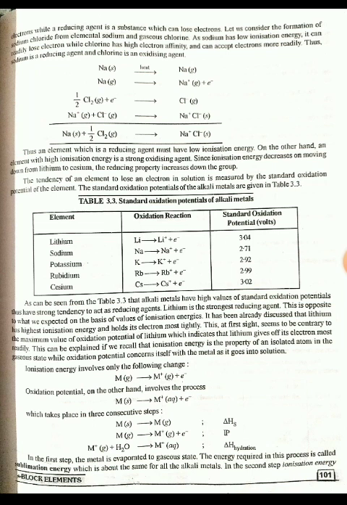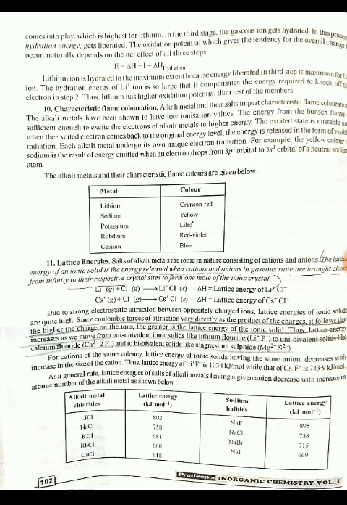In the first step, the metal is evaporated to gaseous state. The energy required in this process is called sublimation energy, delta H S, which is about the same for all the alkali metals. In the second step, ionization energy comes into play, which is highest for lithium. In the third step, the gaseous ion gets hydrated. In this process, hydration energy gets liberated. The oxidation potential, which gives the tendency for the overall change to occur naturally, depends on the net effect of all three steps. Energy is equal to delta H S plus IP plus delta H hydration.